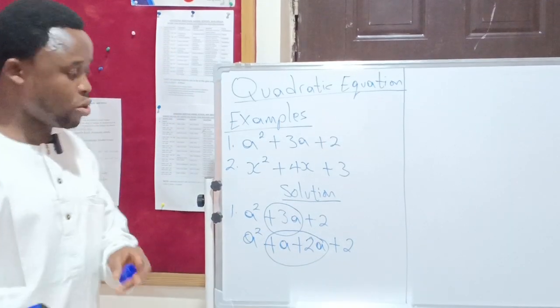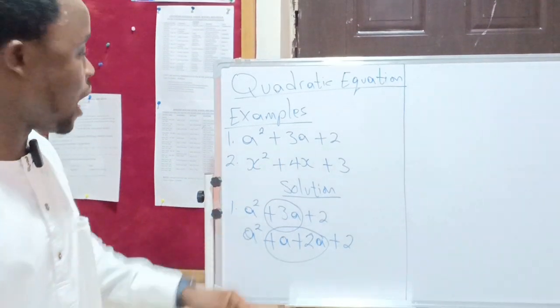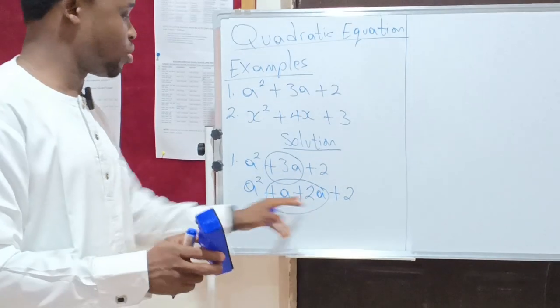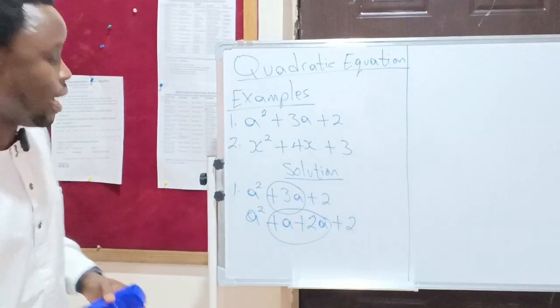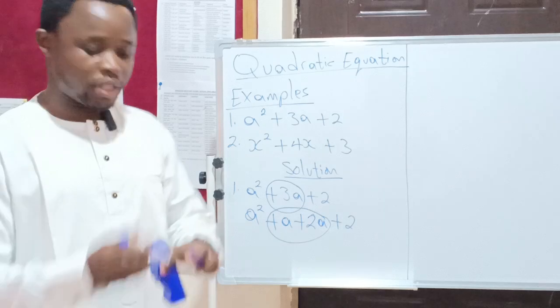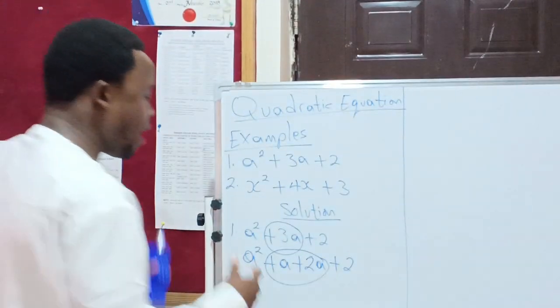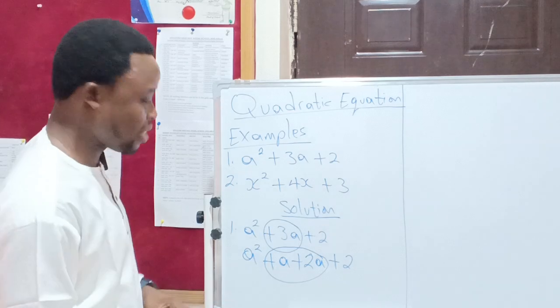I said we need two values that when we add together will give us this plus 3a, and when we multiply, just like saying 2 times 1, will give us 2. Now I can say 1a, but a is already representing 1, so you don't say 1a. It's standing for a value.